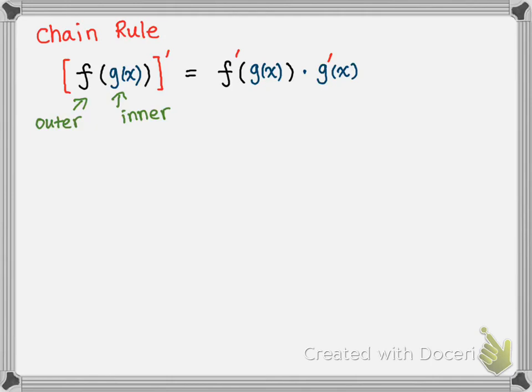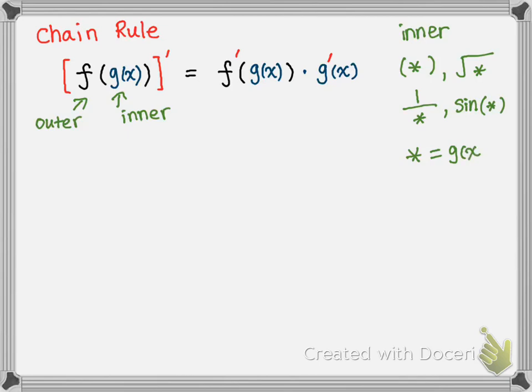So how do you identify the inner function? There are some tricks to identify the inner function. They usually appear inside a parenthesis, under a square root, in the denominator, or again inside some function symbol. So what it's telling you is whatever expressions are in those locations, those are your inner function. And once you identify your inner function, you can apply the formula.